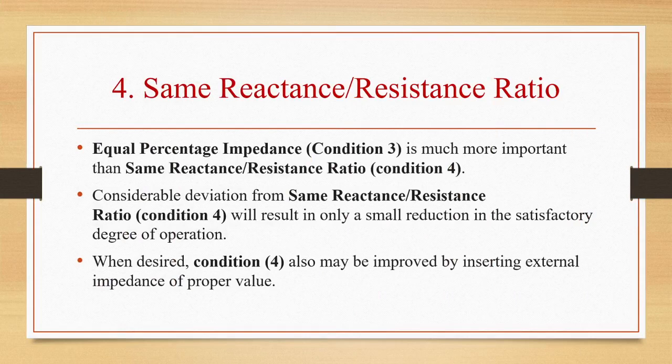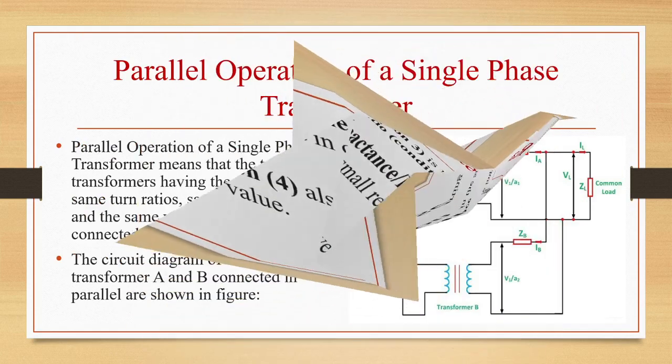Equal percentage impedance, that is condition 3, is much more important than the same reactance to resistance ratio, that is condition 4. Considerable deviation from the same reactance to resistance ratio will result in only a small reduction in the satisfactory degree of operation. So when desired, condition 4 also may be improved by inserting external impedance of proper value.